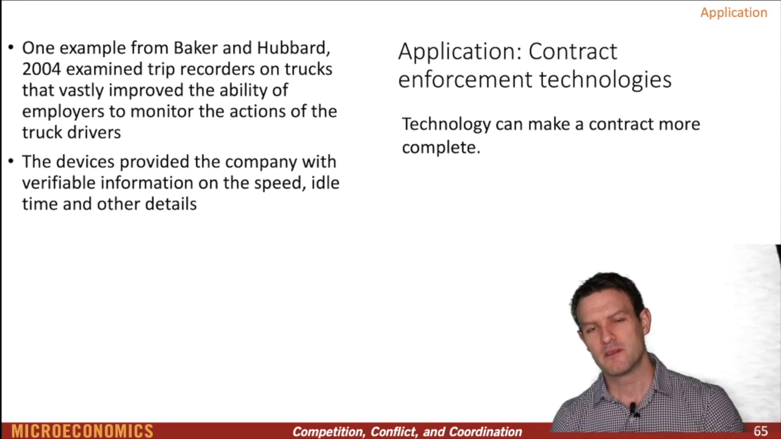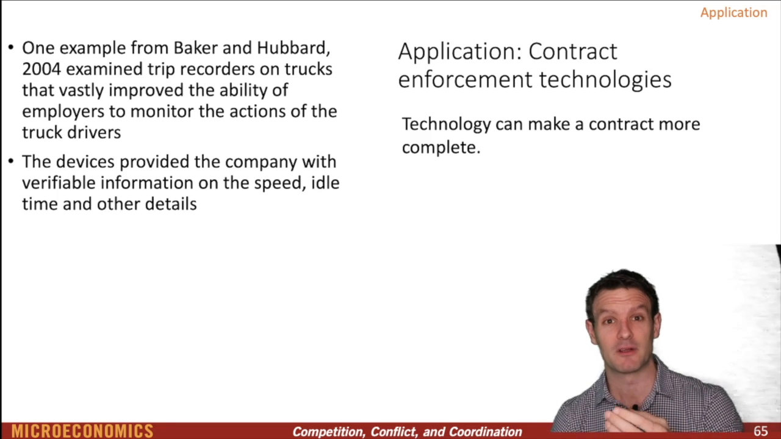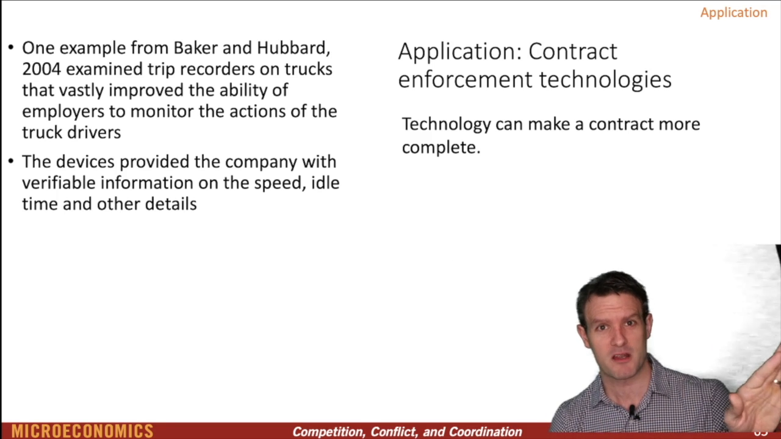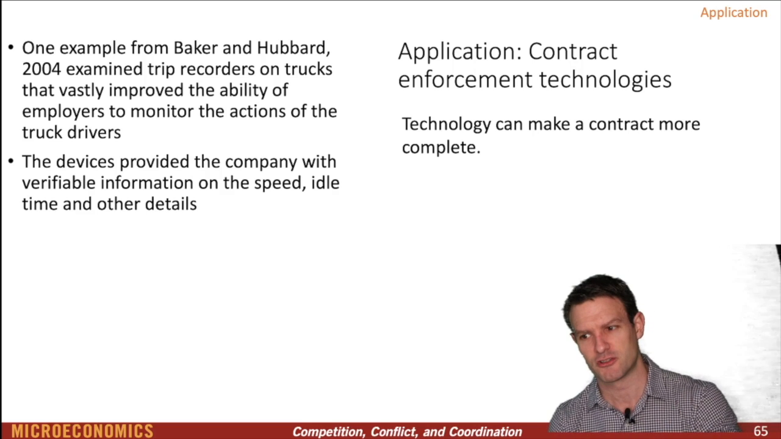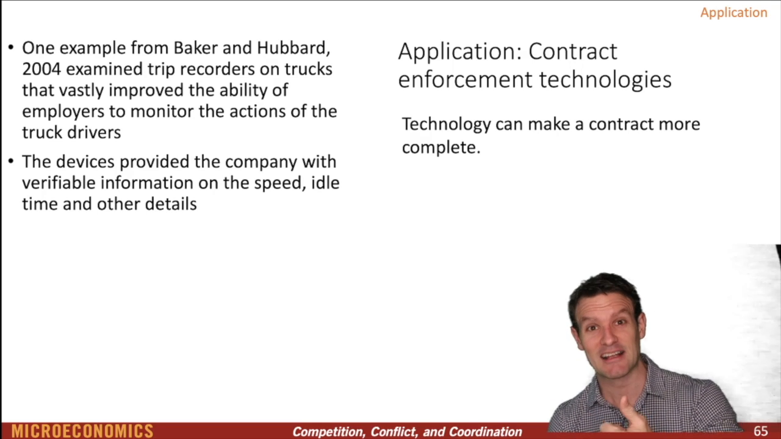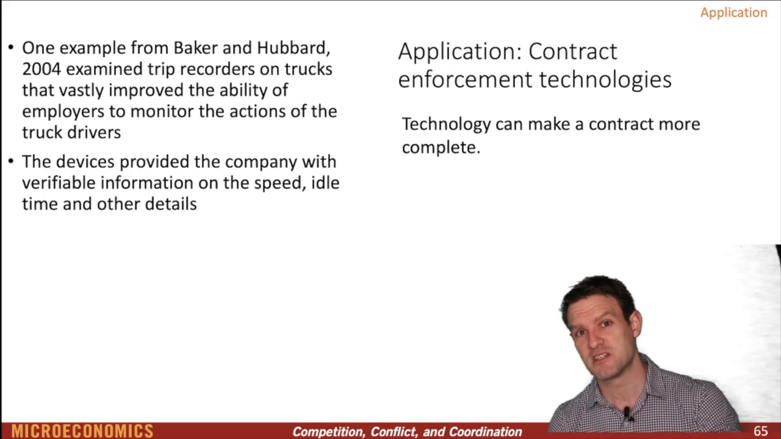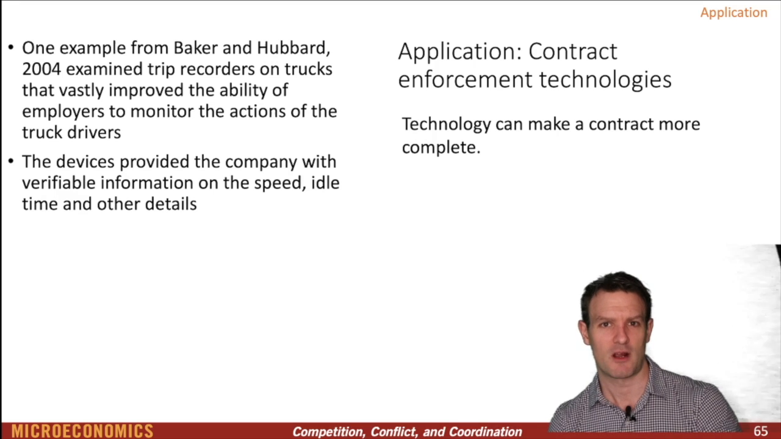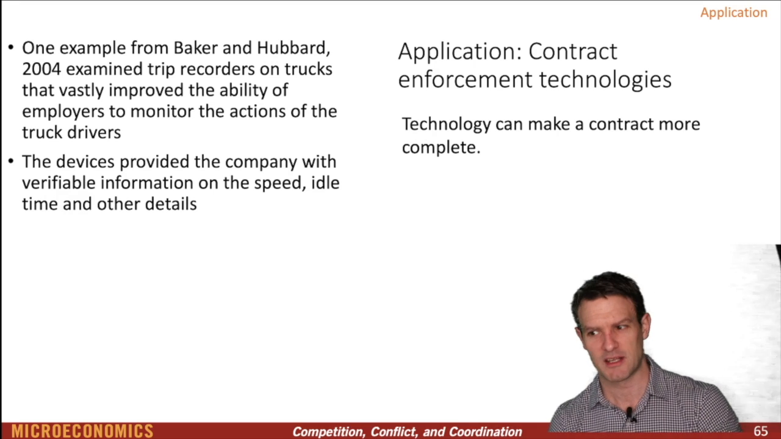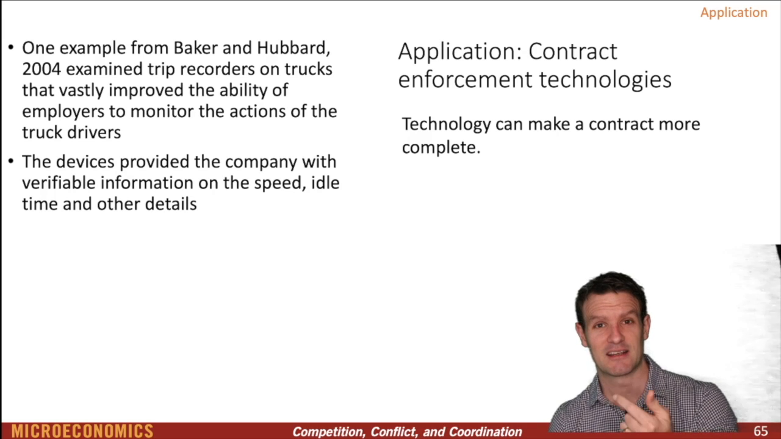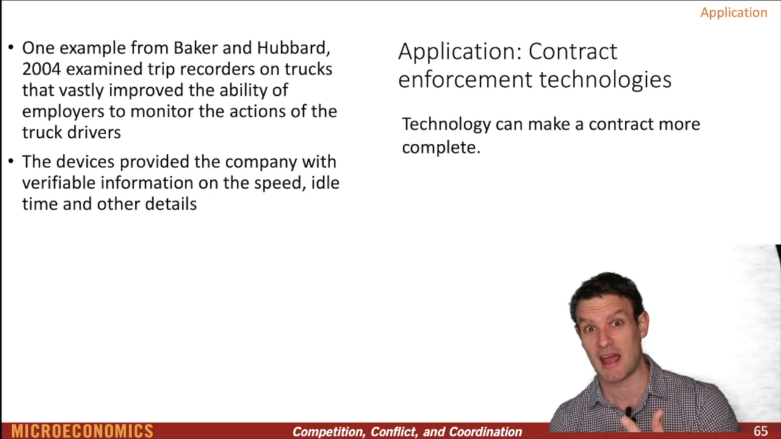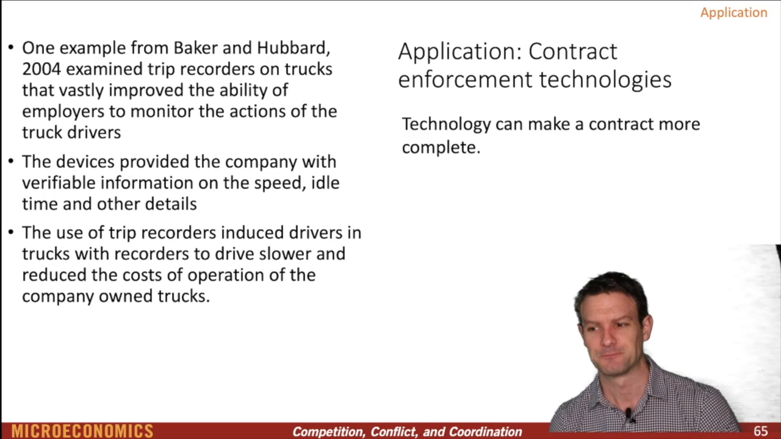Now, what this did is that it meant that the company could get verifiable information they could take to a third party about the behavior of the truck drivers. They could also detect idling time. They could also think about other details of the trucks that the truck drivers were engaging in. So the important thing here is about speed and idling and also what the truck driver did and what time they were driving at, okay, importantly.